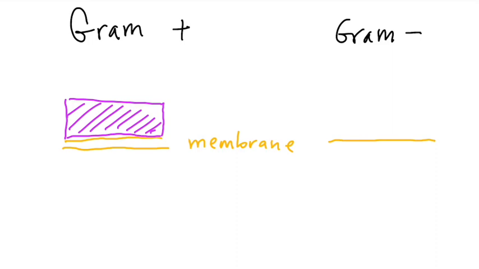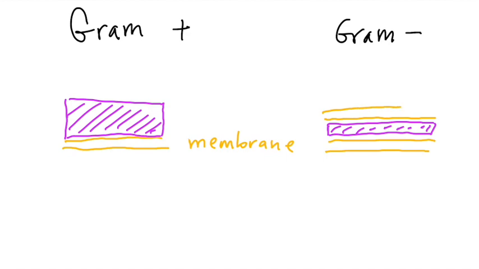They do have a regular plasma membrane. They do have a cell wall, only their cell wall is really thin, and they have an additional outer membrane. So they have a cell wall sandwiched between two cell membranes. Now the space in between the membranes here is called the periplasm.